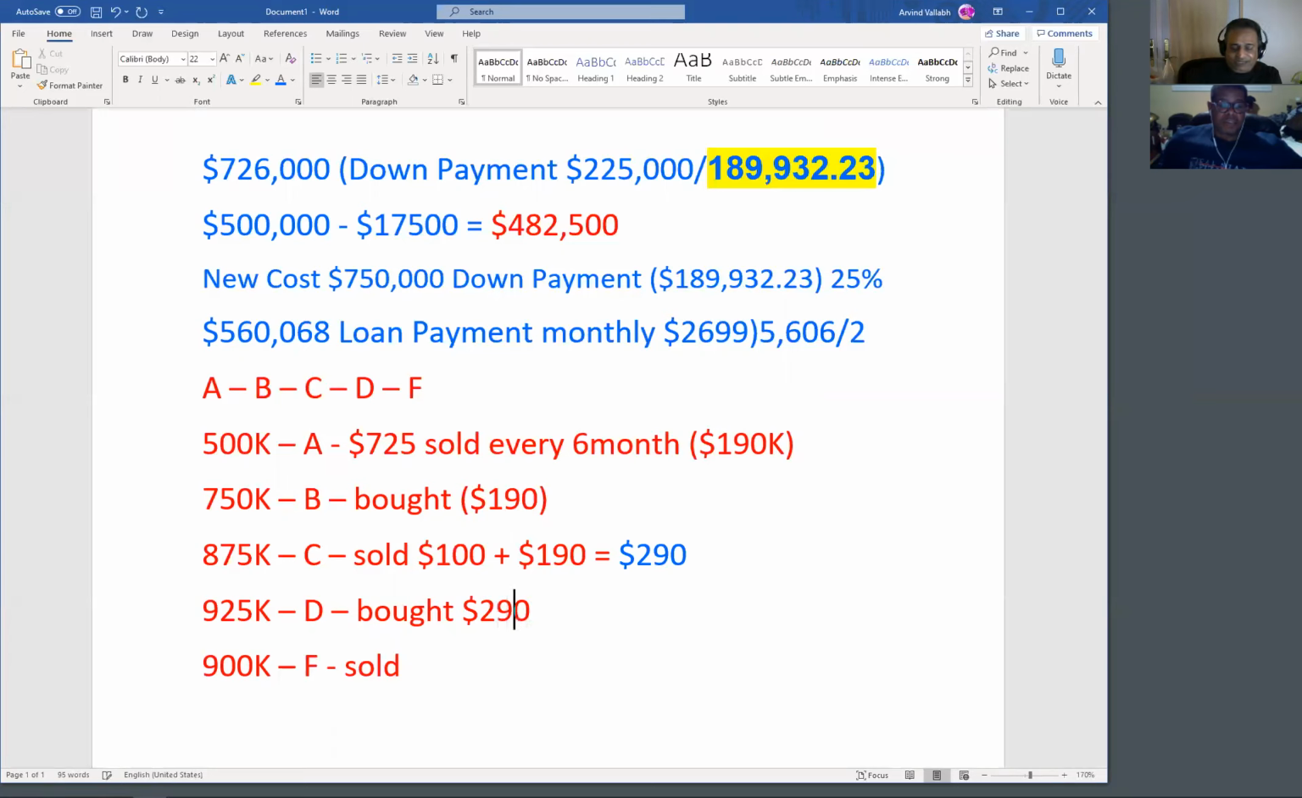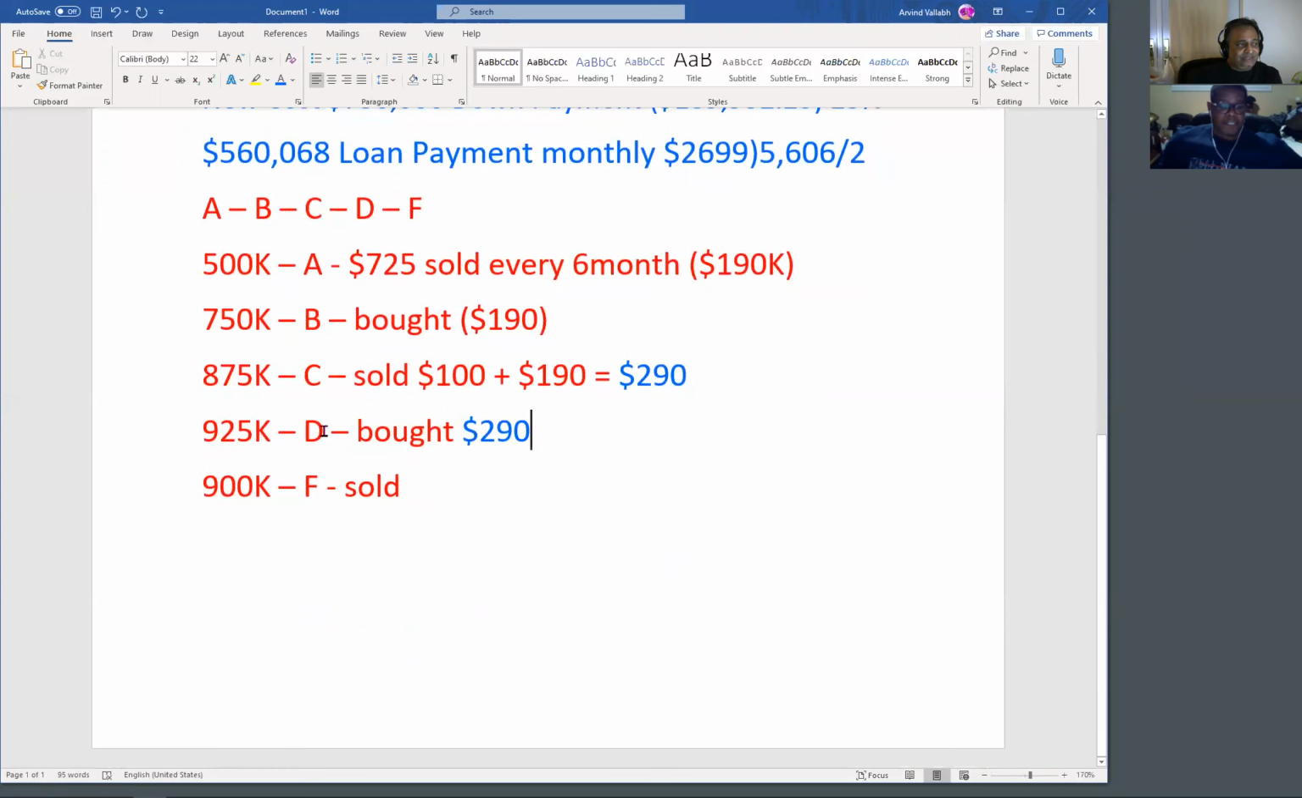Okay, so you bought at 925 and you're going to put the 290 down payment in it, right? It does work. It does work, right? That's scary. You didn't see me doing this, but you see the 290 now going into it? All right. So after a while, you sold this one. It's going to go up in price.